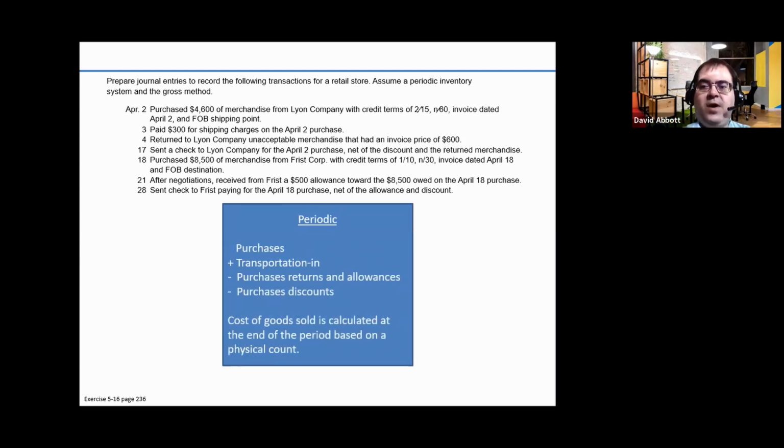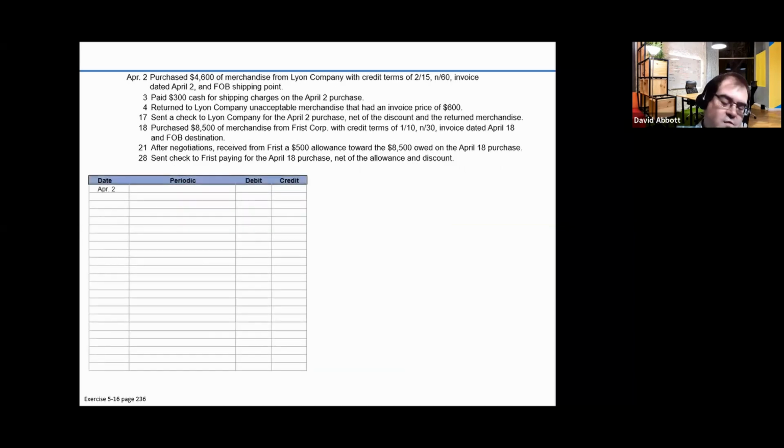So remember that for the periodic system, you're going to have your purchases plus the transportation in, and you'll subtract the purchase returns and allowances, and you'll subtract your purchase discount. So the cost of goods sold is calculated at the end of the period based on a physical count. So remember, you're going to have to physically go in and count. It's like my hardware store example with the little stickers that are on all of the products. Okay, they don't actually use the computer.